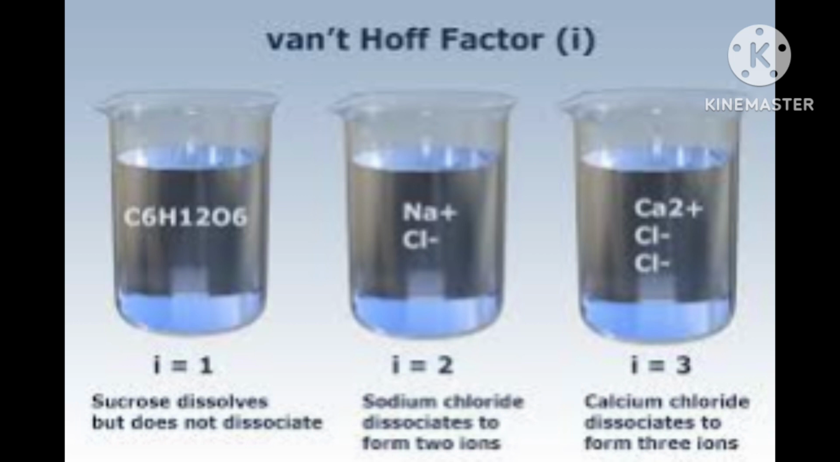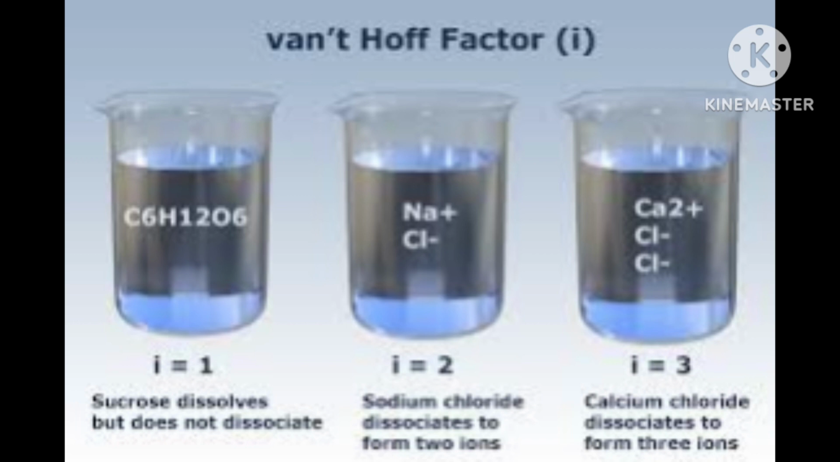The molar mass calculated on the basis of this delta TB or delta TF will therefore be twice the expected value. Such a molar mass that is either lower or higher than the expected or normal value is called abnormal molar mass.